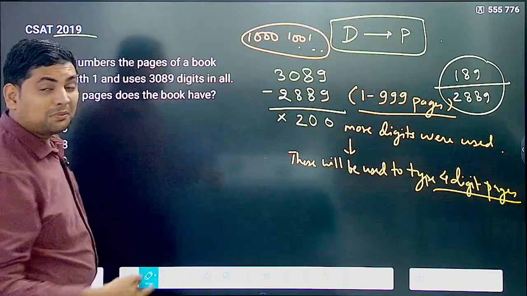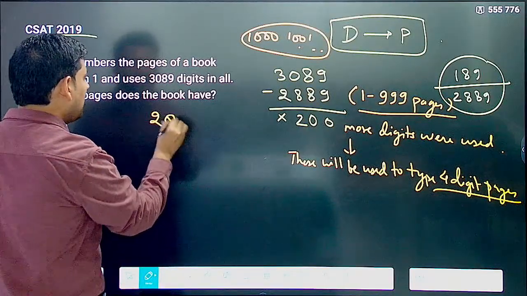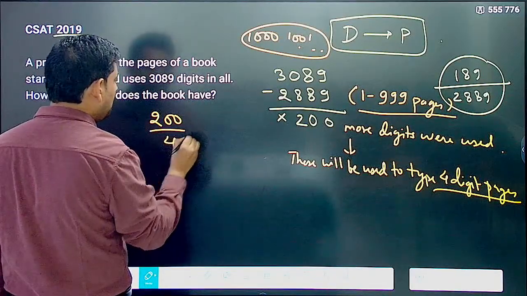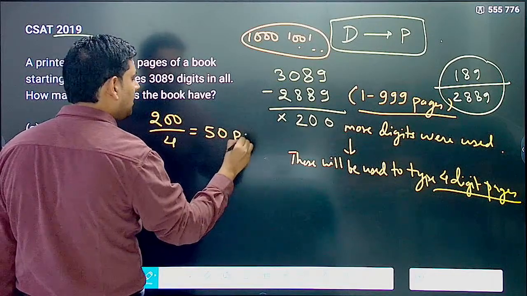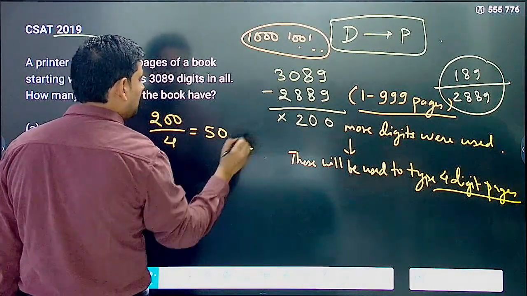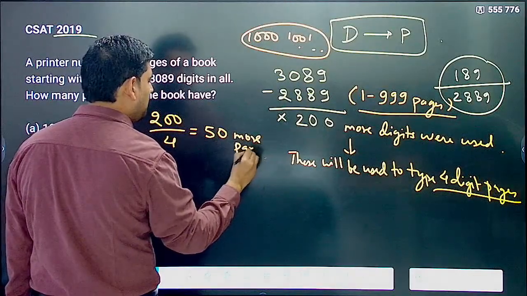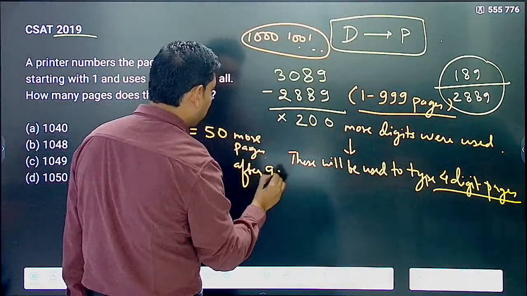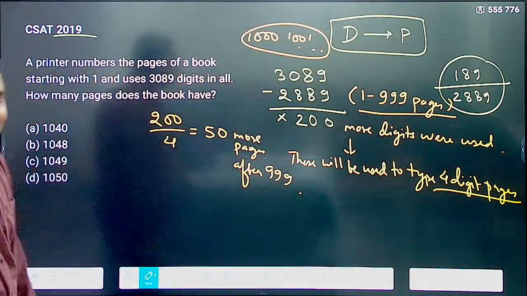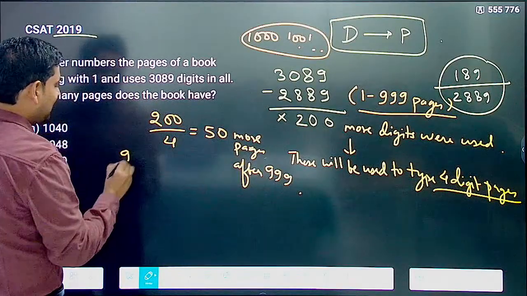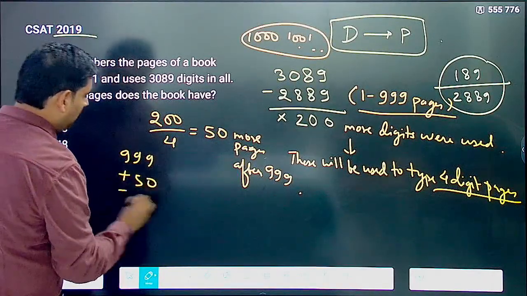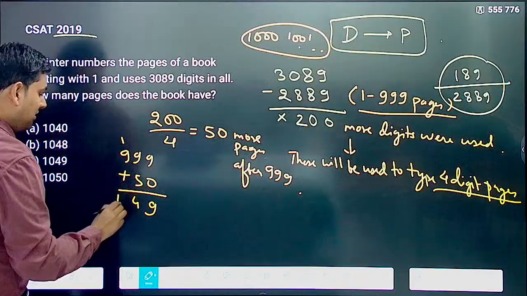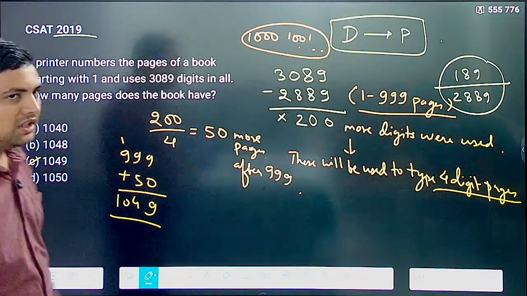So how many 4-digit numbers can it type? You have a total of 200 digits. For each of these numbers, you require 4 digits. So you just divide it by 4. What did you get? 50. So that means 50 more pages after all the 3-digit numbers were done, that is, after 999. Just add 999 plus 50. 9 plus 5 is 14, 4 and 1 carry. 9 plus 1 is 10. 1049 is the number of pages in the book.